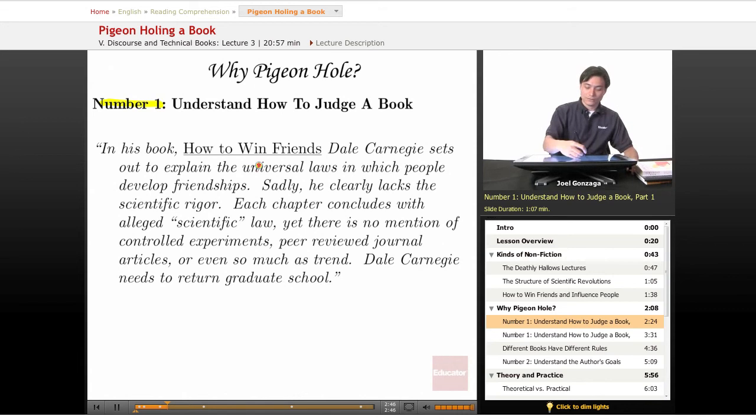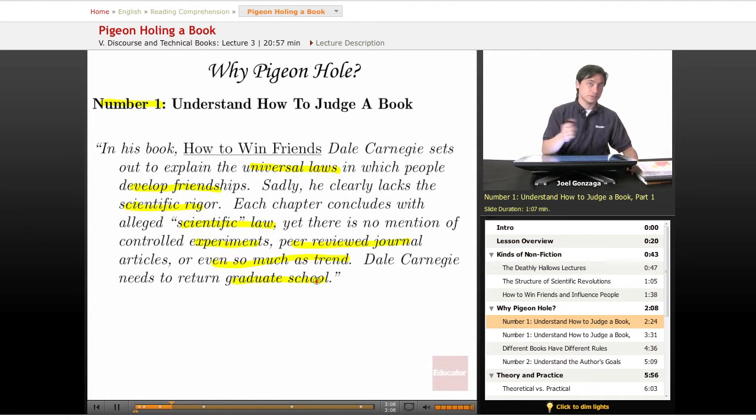Dale Carnegie sets out to explain universal laws in which people develop friendships. Sadly, he clearly lacks scientific rigor. Each chapter concludes with an alleged scientific law, yet there is no mention of controlled experiments, peer-reviewed journal articles, or even so much as a trend. Dale Carnegie needs to go back to graduate school.